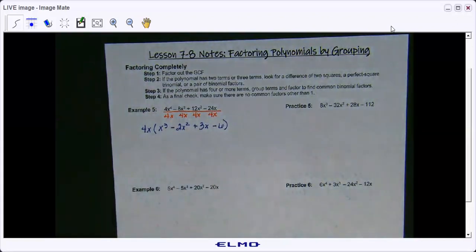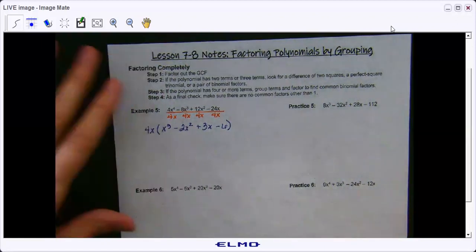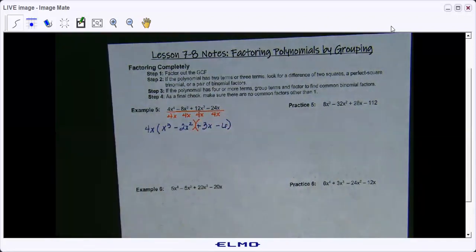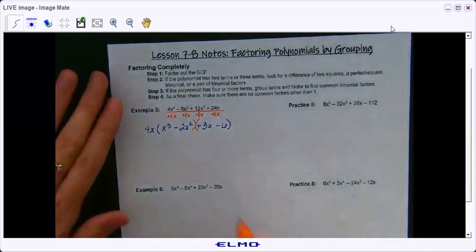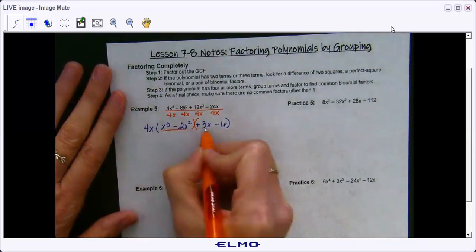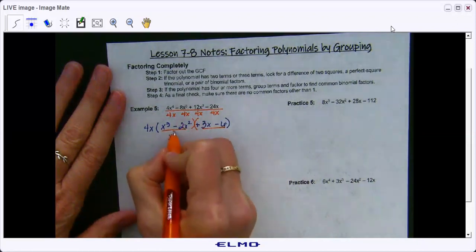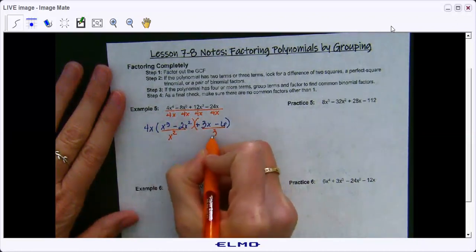Now you will do everything that we did on the front page, on the front side. So we'll go ahead and set up our groups like this. I'm just going to put my parentheses right there. And we factor out the GCF. In this first group, it's going to be x squared. In the second group, it's going to be 3.